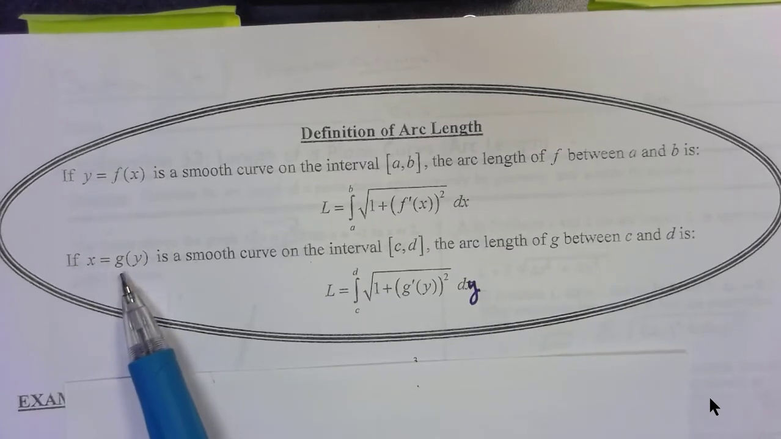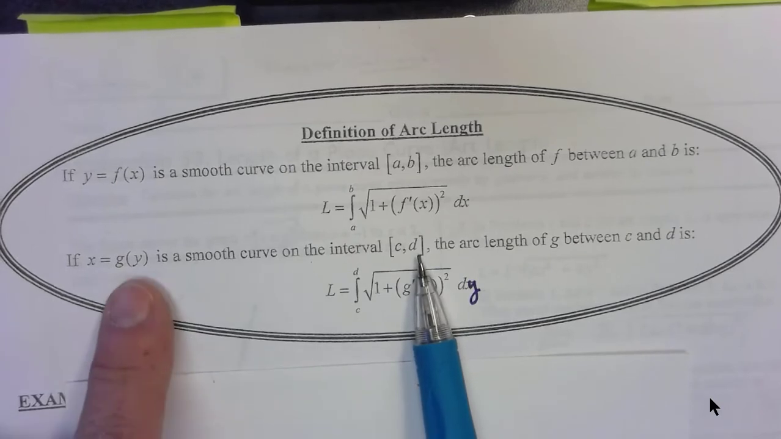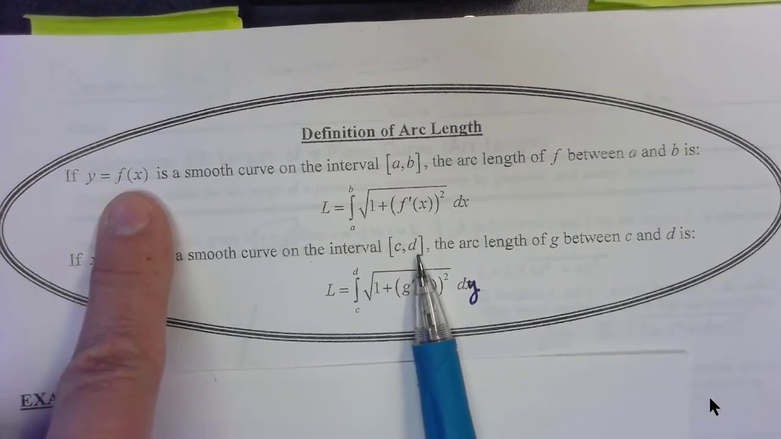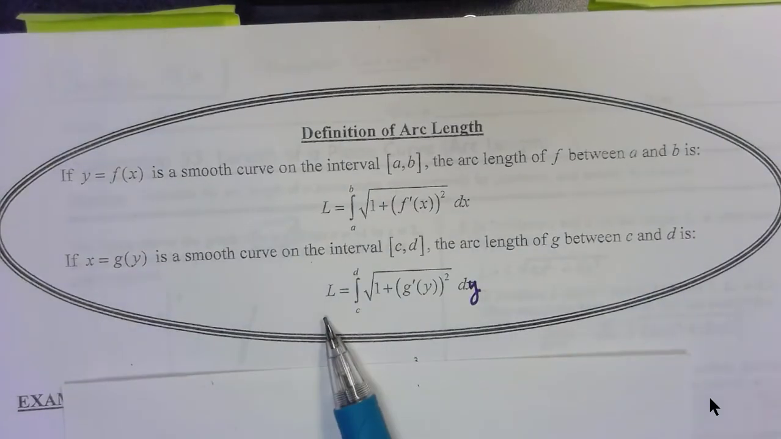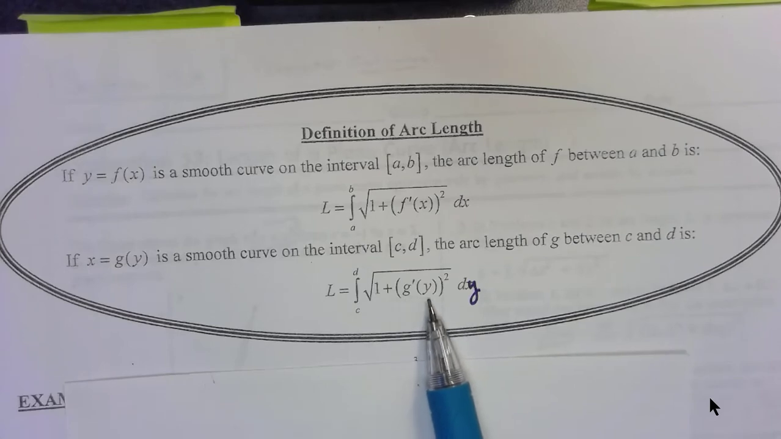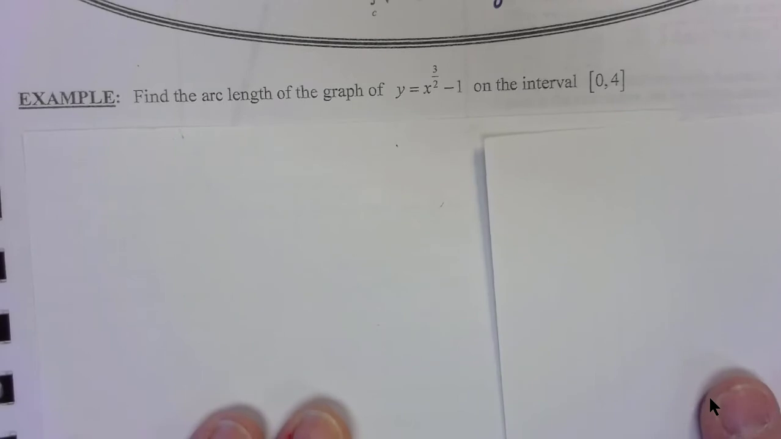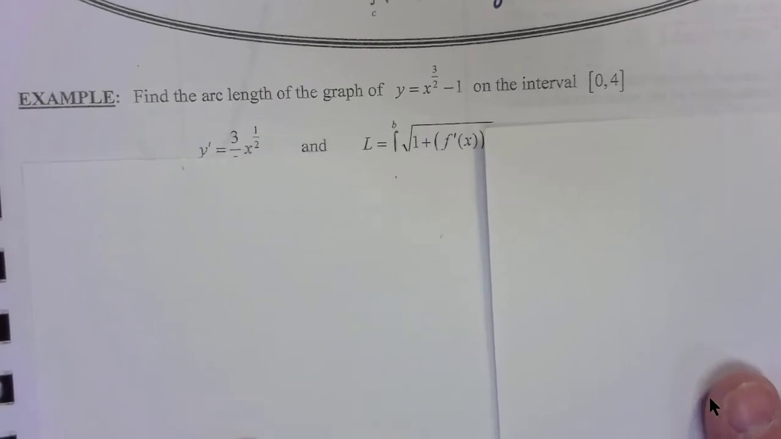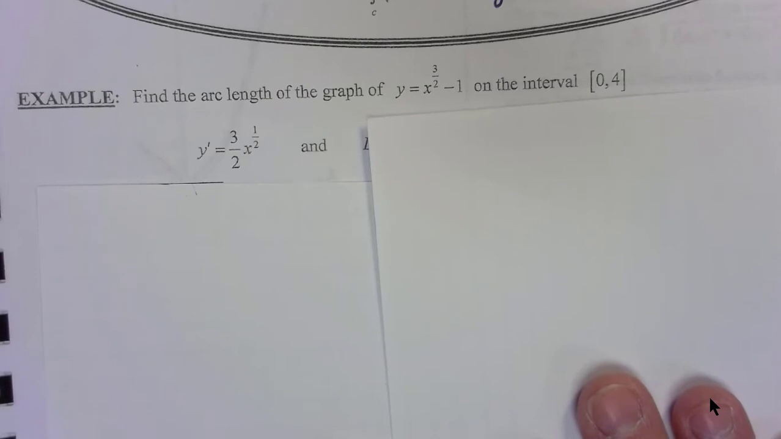If x equals g of y is a smooth curve on the interval c to d, so we are a function of y now instead of a function of x, then the arc length of g between c and d is L equals the integral from c to d of the square root of 1 plus g prime of y squared dy. So let's look at an example. Find the arc length of the graph of y equals x to the 3/2 minus 1 on the interval from 0 to 4. Well, first of all, we need y prime, which is, of course, 3/2 x to the 1/2.